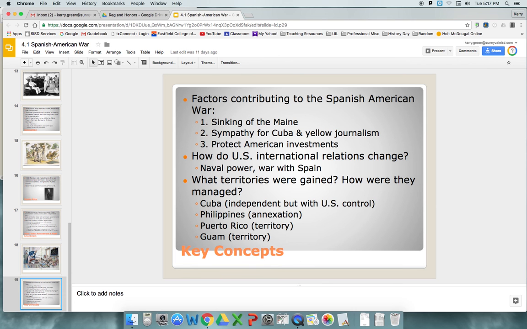So factors contributing to the Spanish-American War: the sinking of the USS Maine, sympathy for Cuba that's enabled by yellow journalism, and a desire to protect American investments. How do U.S. international relations change? Strong naval power, the war with Spain, and then we're going to ultimately gain territory because of this. So we have control over Cuba. It's a protectorate, it's independent, but we tell it what to do. The Philippines are annexed. Puerto Rico is made a territory, Guam is made a territory, and Hawaii is annexed as well during this process. So this is really the big factor in how we become an imperial power.